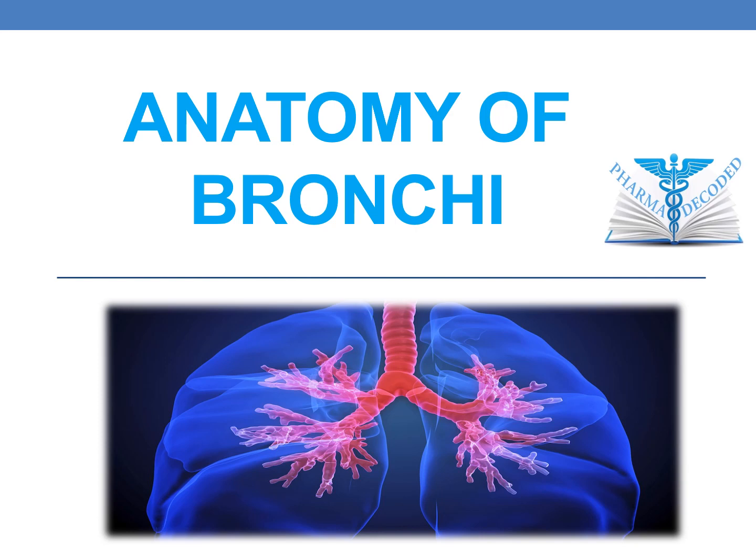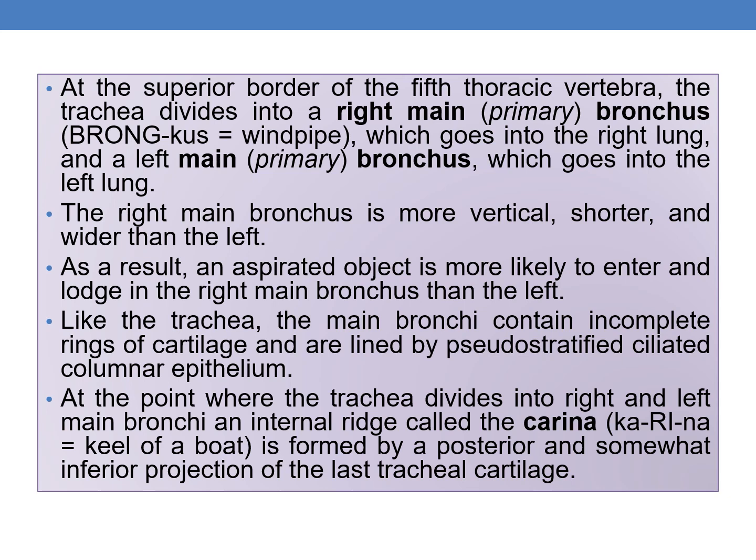Hello everyone, now let us discuss the anatomy of the bronchi. At the superior border of the fifth thoracic vertebra, the trachea divides into a right main bronchus, which goes into the right lung, and a left main bronchus, which goes into the left lung.